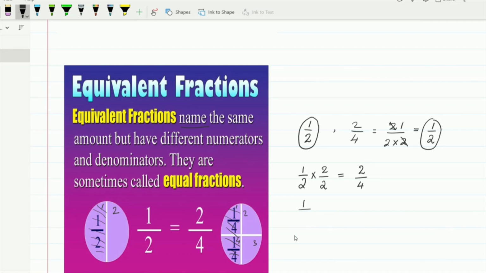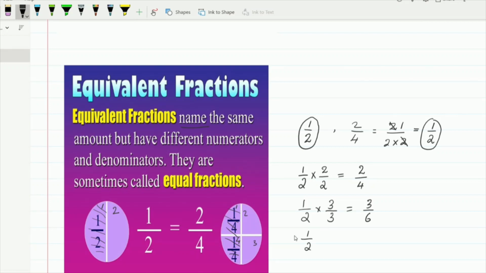Next I will take 1 by 2. For the next equivalent fraction I am going to multiply. Whatever number you are multiplying on the numerator, you have to multiply with the same number on the denominator also. So 1 into 3, 3 and 2 into 3, 6. Next fraction is 3 by 6, the equivalent fraction.